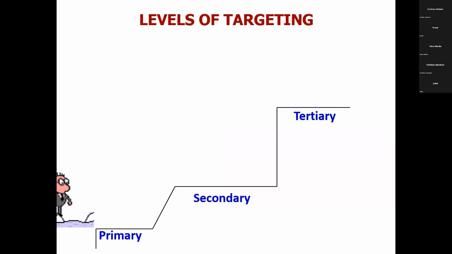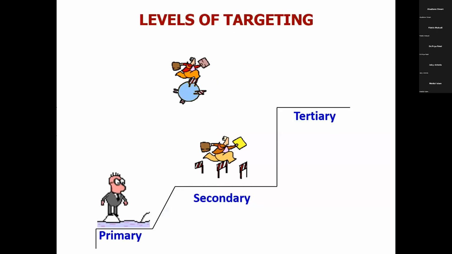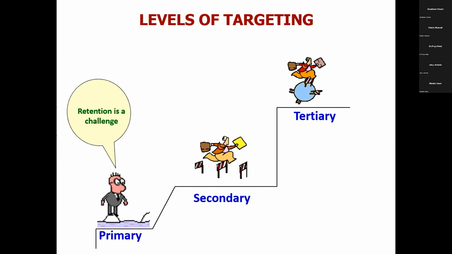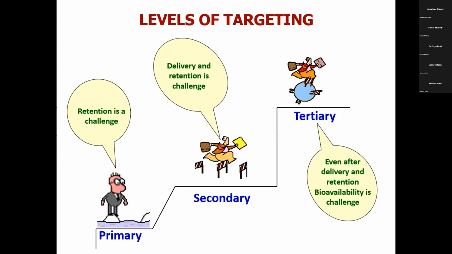And if we look at the level of targeting, there are mainly 3 levels: primary, secondary, followed by tertiary. And each targeting has some challenges. For the primary, retention is the challenge. For the secondary, delivery as well as retention are challenges. And even for the tertiary, all are challenges, including viability.